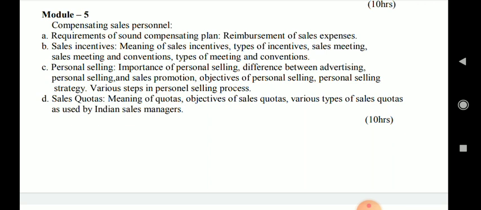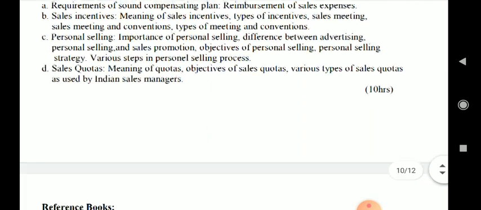And 5D is again a very important, technical part. Sales quotas will be given to you as a salesman. If you go into sales, your target will be fixed. This target is based upon geographical location or many different classifications. So what is the meaning of a quota, what are the objectives of having sales quotas, why sales quotas should be there, and various types of sales quotas that you are going to use in India. So these are the things that will be covered in module number 5.